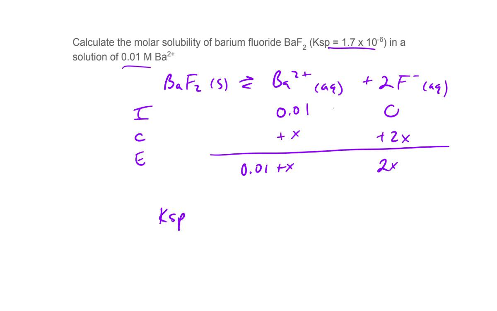So when we plug this into our Ksp, we're going to have 0.01 plus X times 2X squared. And because our Ksp is small, we're going to ignore that X. Don't worry about checking assumptions with whether you can ignore X. Just ignore X today, tomorrow, whenever that might be. Okay?